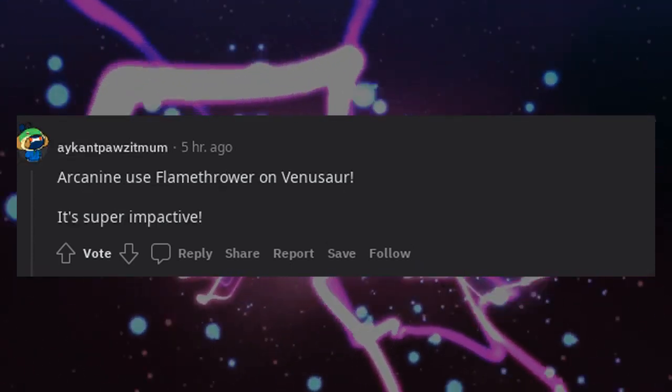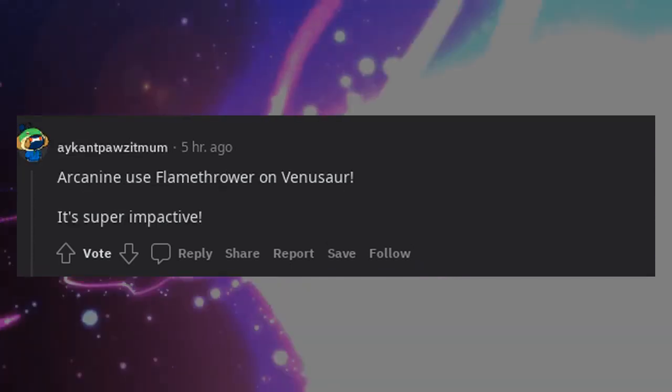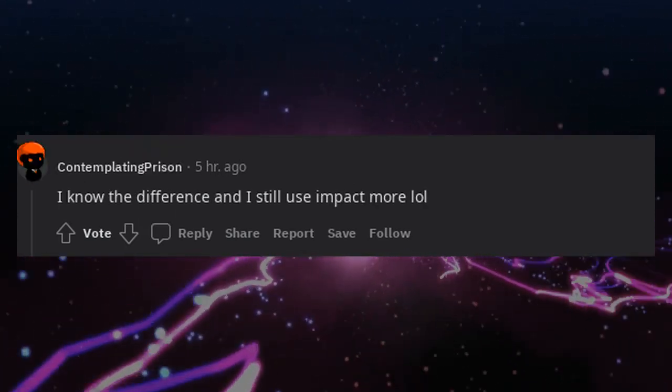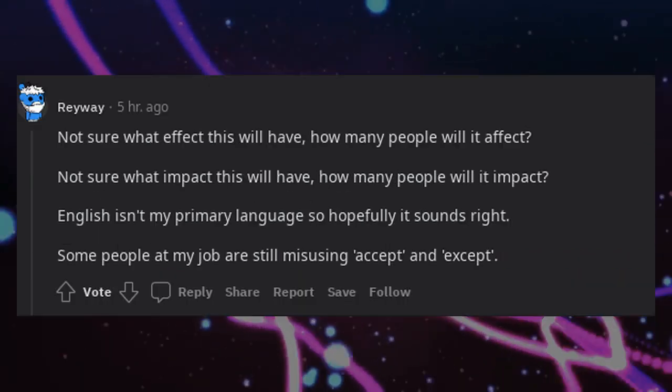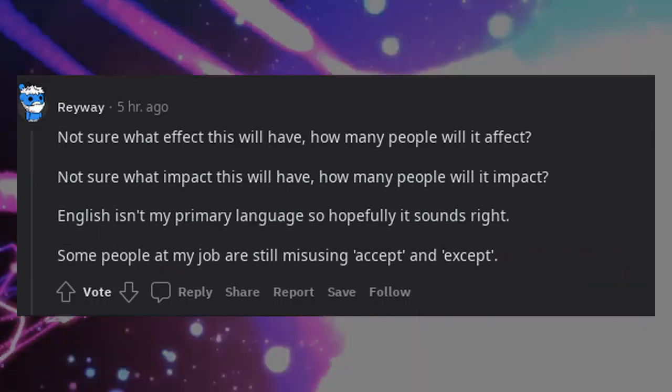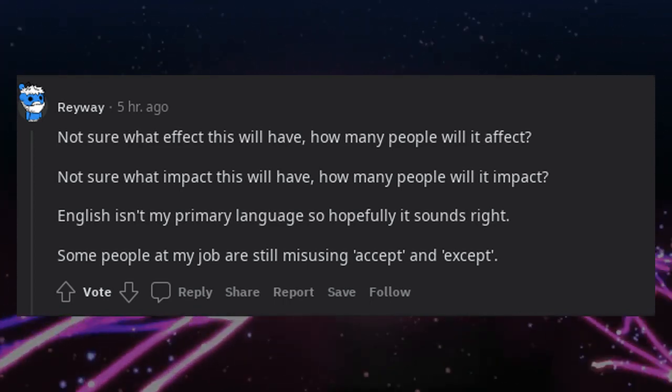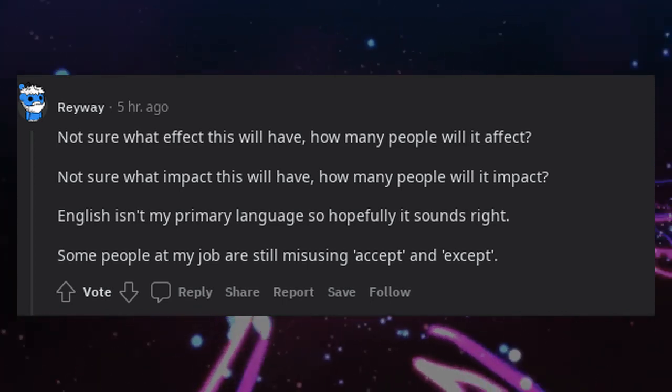Arcanine use Flamethrower on Venusaur, it's super impactive. I know the difference and I still use impact more, lol. Not sure what effect this will have. How many people will it affect? Not sure what impact this will have. How many people will it impact?